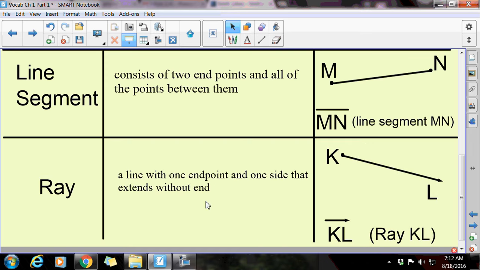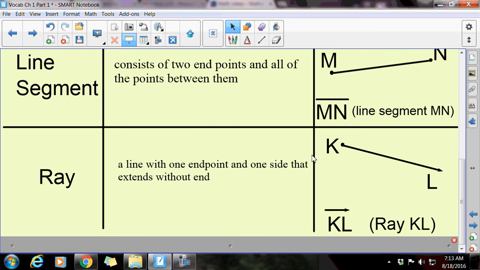Next word, ray. A line with one endpoint and one side that extends without end. So here we've got an endpoint at K. It goes in this direction towards L, and it's going to go forever and ever. We write it as ray KL. Start with the point and go to the ray that's going on forever. So if you said ray LK, I would think L would be the endpoint and it would be going towards K. So start with where the endpoint is when you're referring to a ray.